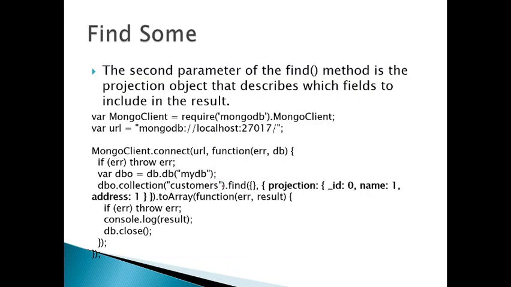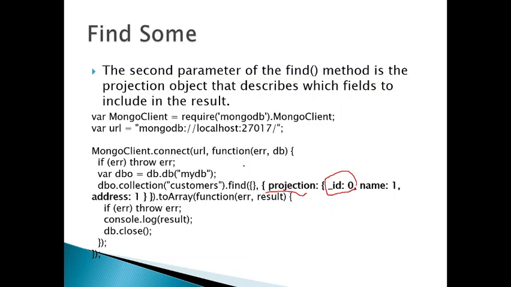For example, display a specific parameter from the database. The second parameter of the find method is the projection object that describes which fields to include in the result. You can see dot find and projection. Projection means what you need to display. You don't want to display the underscore ID to the customer, so the zero value means we don't want to display it. Then we display the name and the address. So we are specifically telling our DB not to return the underscore ID. We only need the name and address to be projected. We convert that into an array and display it. The remaining part is the same.